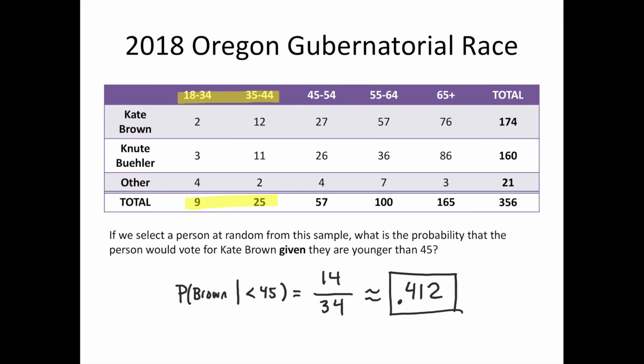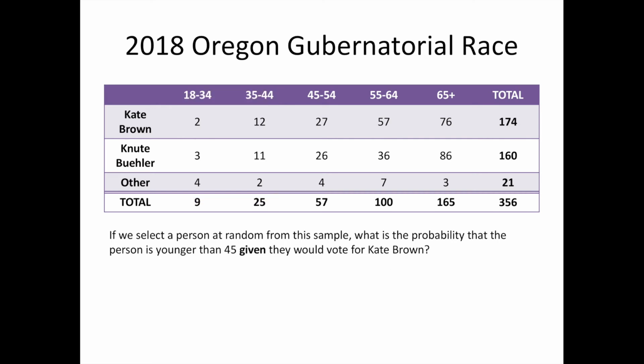Now, once again, we'll check to see what happens if we switch the conditioning. So now we'll look at the probability that a person is younger than 45 given they would vote for Kate Brown. Pause the video here for a moment and see if you can calculate this new conditional probability.